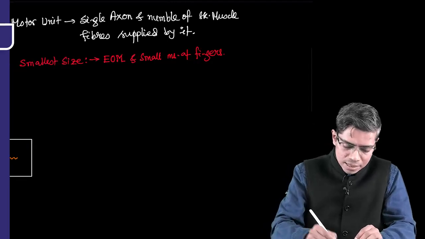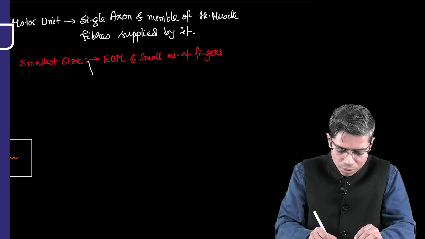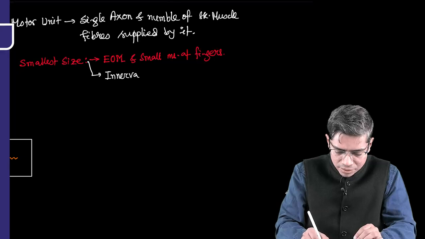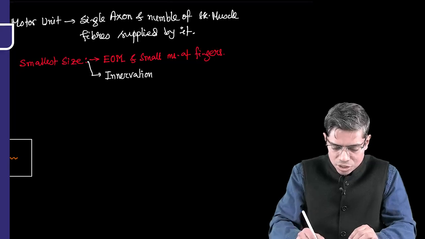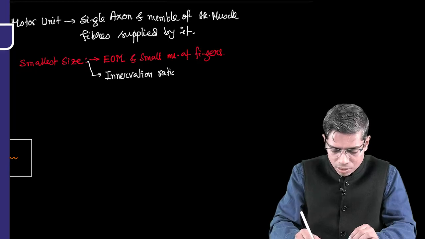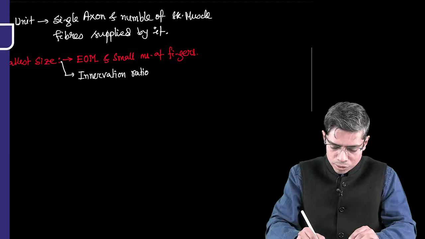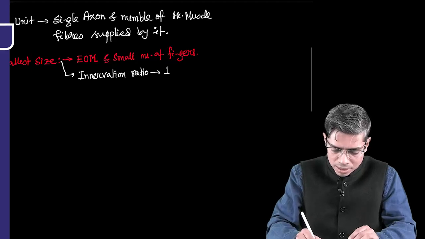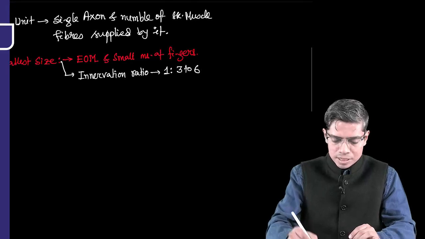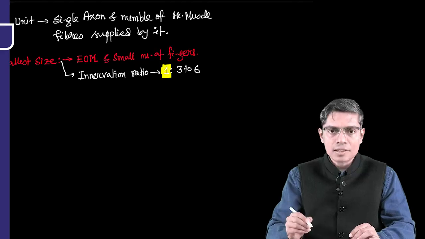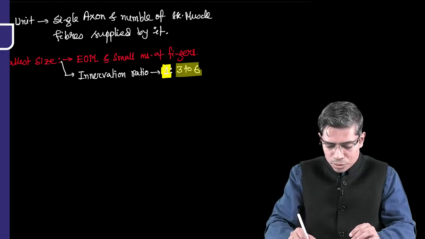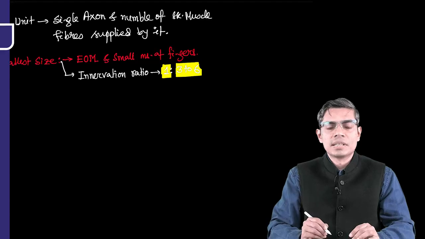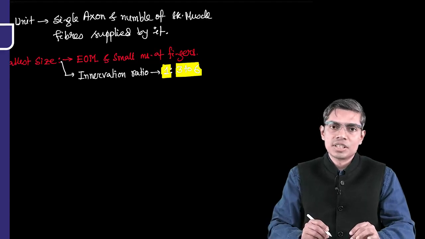It is said that the innervation ratio of this smallest size motor unit is 1:3 to 6. What is the meaning of this? One single axon is supplying 3 to 6 skeletal muscle fibers. That is the meaning of innervation ratio.